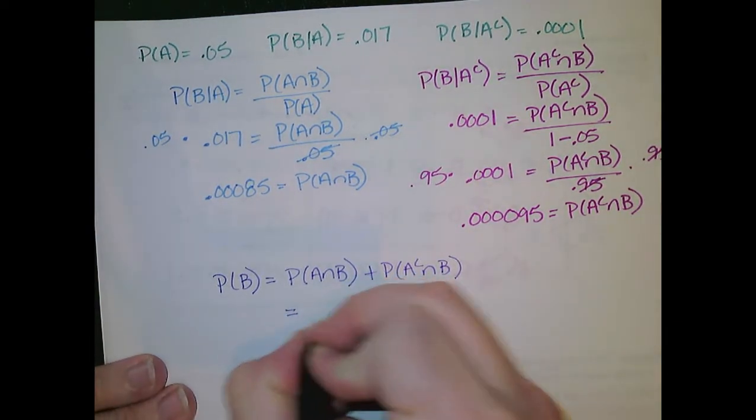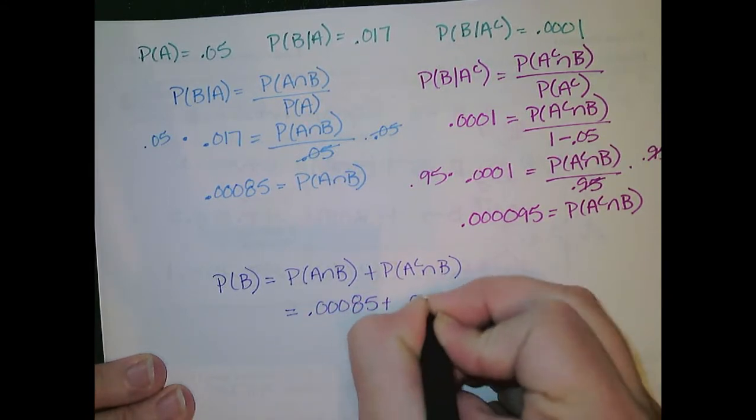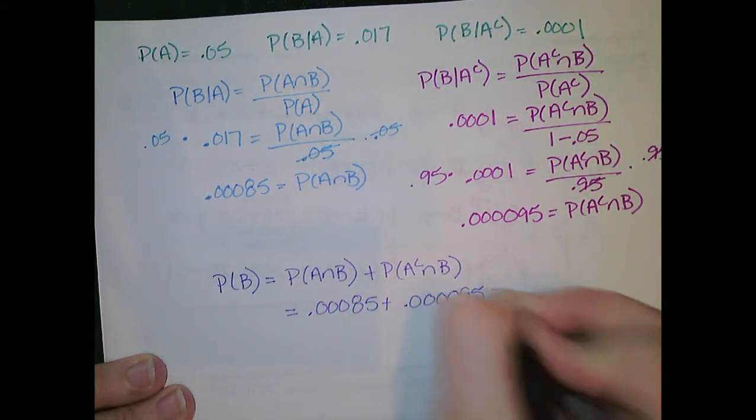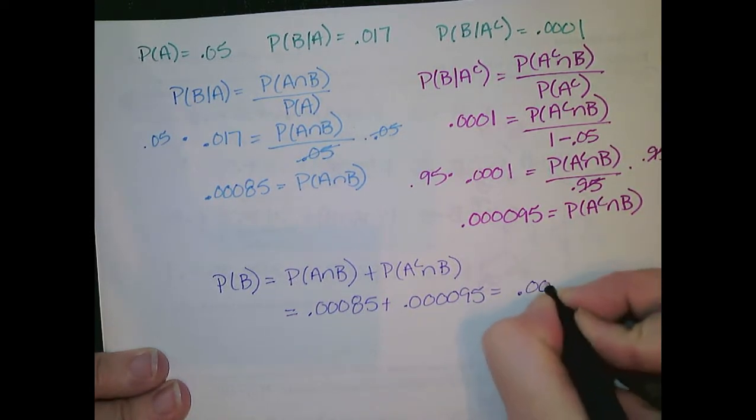So 0.00085 plus 0.0000095 gives us the same probability that we calculated before, 0.000945.